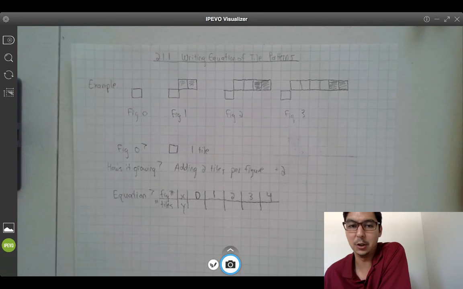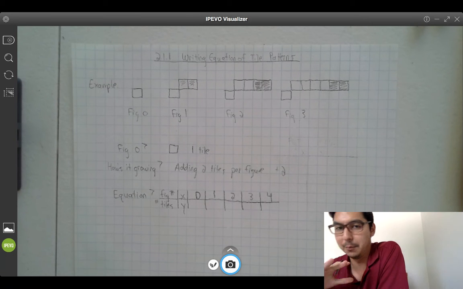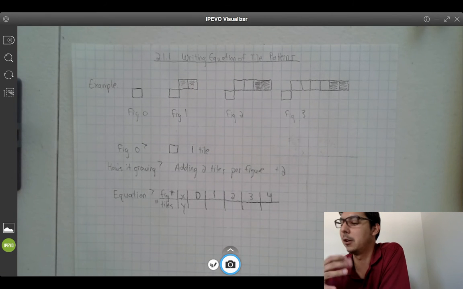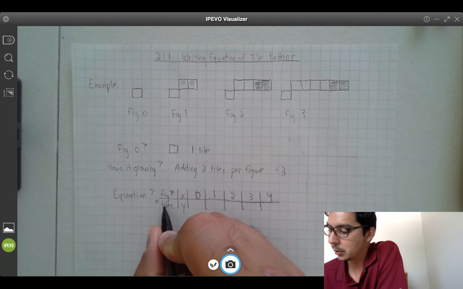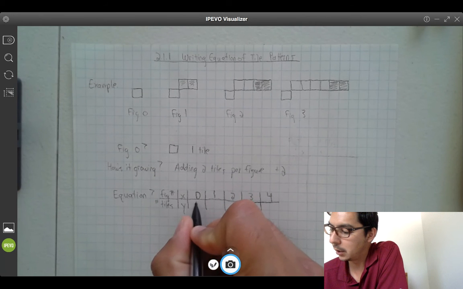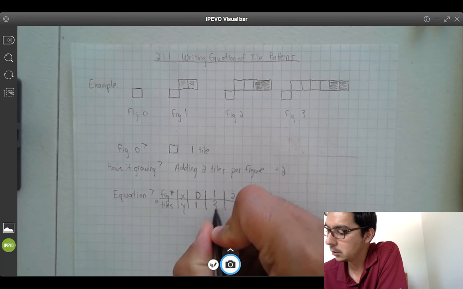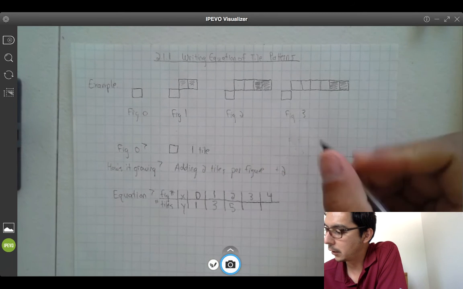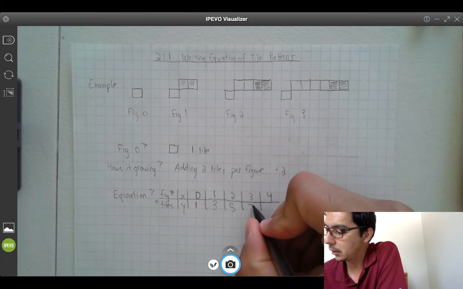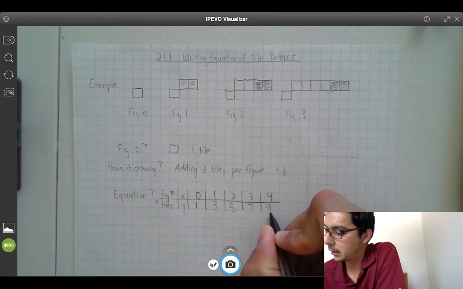Now, how do you get the equation of this tile pattern? Well, let's make sense of this in a table and then look for some patterns, because really we just want to look for patterns. X is going to represent the figure number, Y will represent the number of tiles. So in figure 0, there was 1 tile. In figure 1, there was 1, 2, 3 tiles. Figure 2 had 1, 2, 3, 4, 5 tiles. Figure 3 had 6, 7 tiles. And we notice it's adding by 2, so figure 4 would have 9 tiles.